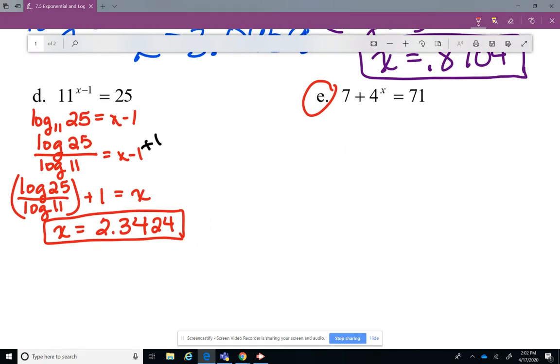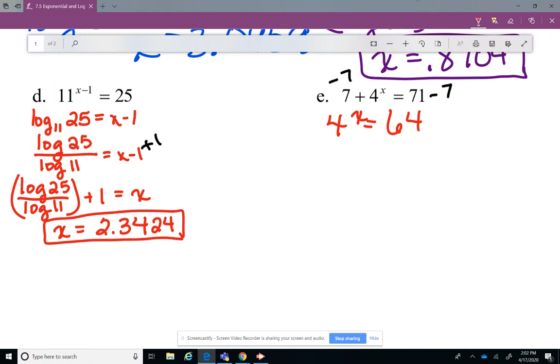All right, let's move on to E. Now, you notice I circled E. Remember, we said that we're going to have to do the first step. Isolate the exponential expression. This 4 to the x is not by itself, so I have to get it by itself. So I am going to subtract 7 from both sides. All right, so I'm going to have 4 to the x equals 64.